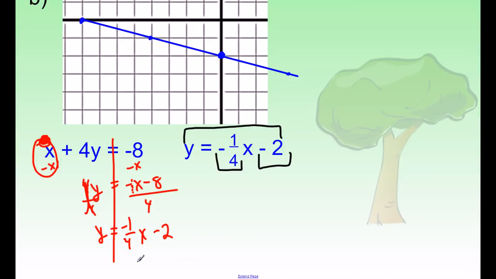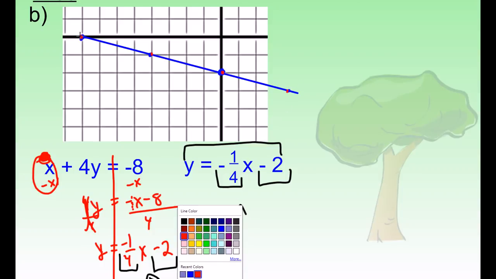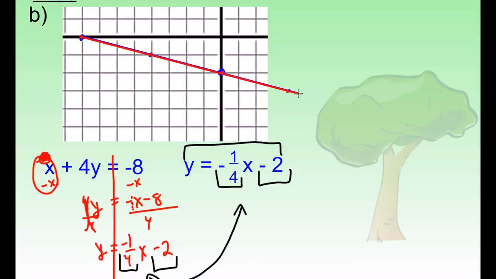And you guessed it, the slope is -1/4. The intercept is -2, just like the other equation. So our line is going to be the exact same line. They are going to overlap. And that again means that the solution to this problem is every single point along the line. Now, we can't really name every single point along the line, but we know that there's an infinite number of solutions.